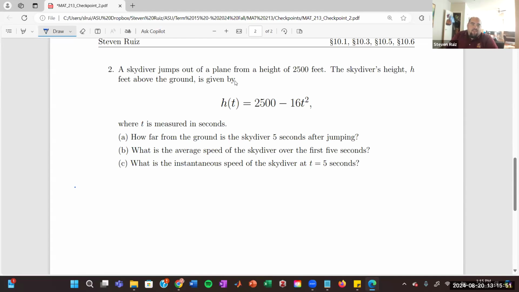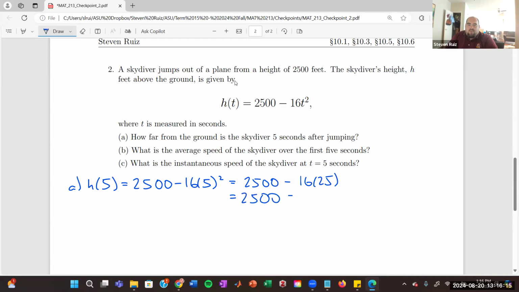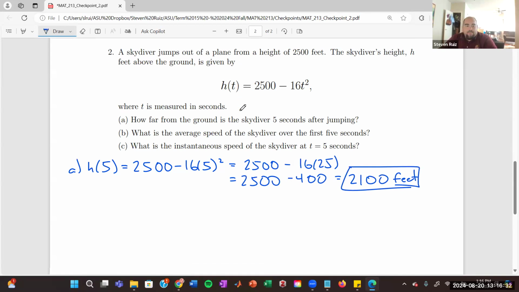So how do I get that? Well, I told you a time, so I can use that value of time and evaluate the function there. H of 5 equals 2,500 minus 16 times 5 squared. That's equal to 2,500 minus 16 times 25, which is 2,500 minus 400, which is equal to 2,100 feet. So after 5 seconds, the skydiver has fallen 400 feet. So they're 2,100 feet above the ground.